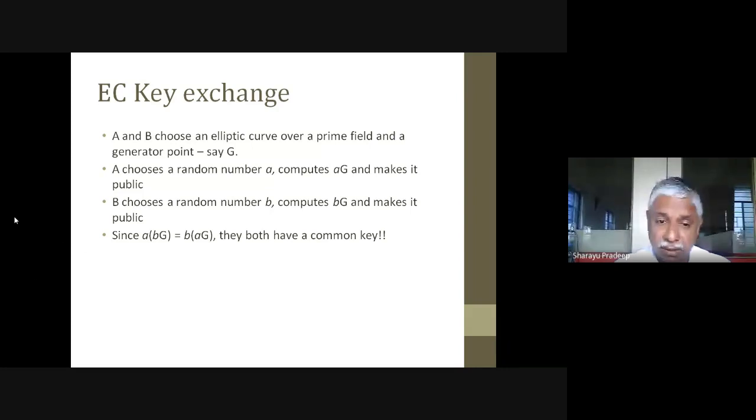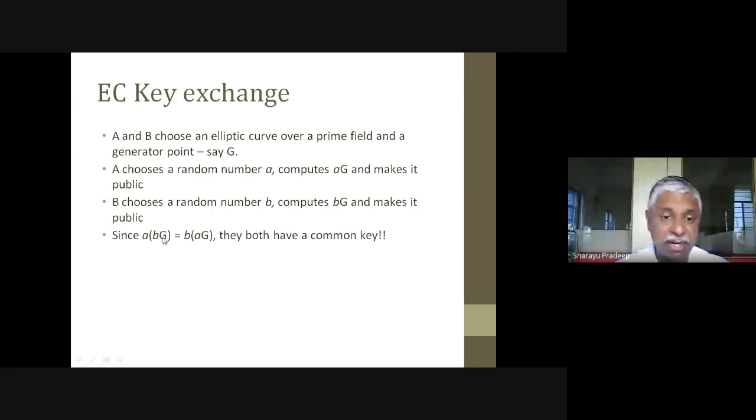Means if A and B choose an elliptic curve over a prime field and a generator point G, this is like me and Anil choosing a prime and a generator. This everybody knows. Now Anil will choose a secret random number A, compute AG and make it public. That means he is giving everybody AG. I will choose a secret number B, compute BG and make it public. When I want to talk to Anil, I will take AG, which is public, and multiply it by my private key, which is B.